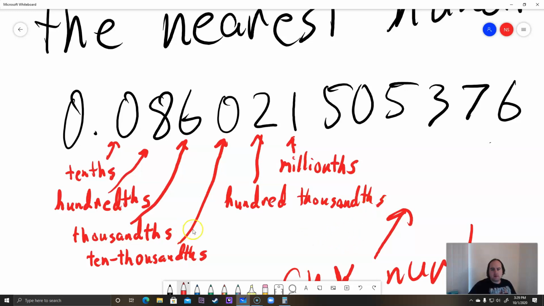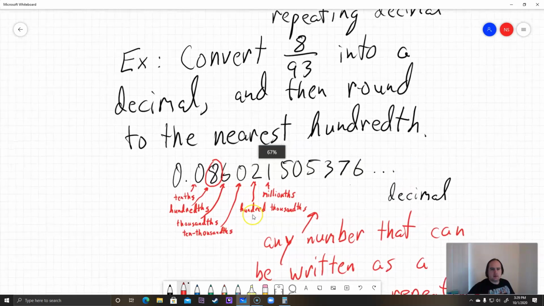So all we really have to do is round to the nearest hundredth. That's all they ask for. Here the nearest hundredth is going to be the 8. That's the one they're talking about here. That's hundredths.